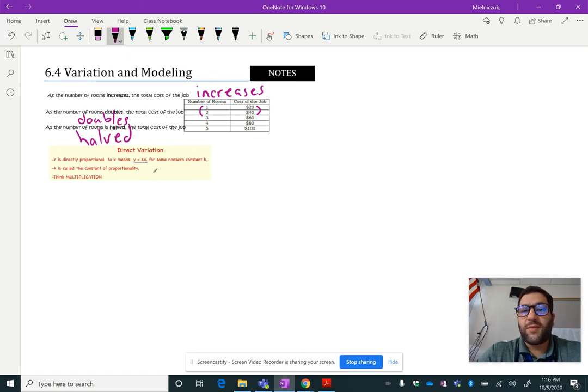Okay. In some of the problems I give you, I'm going to say, hey, find the constant of proportionality. That means to work backwards and solve for k. And last but not least with variation, think multiplication.